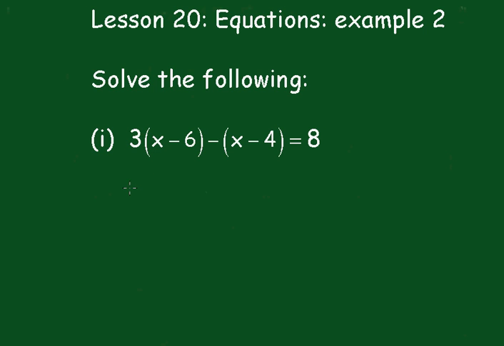Okay, removing the brackets, we get 3x minus 18 minus x. Now this becomes plus 4. Did you have plus 4? Because that's where the errors come in. Now collecting the like terms, we get 2x. This becomes minus 14 equals 8.